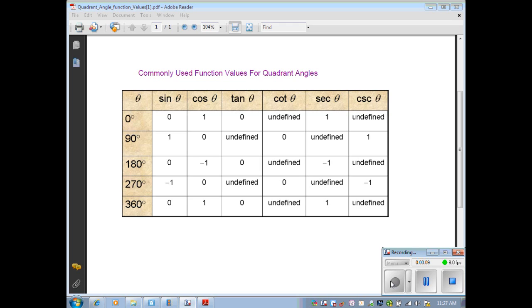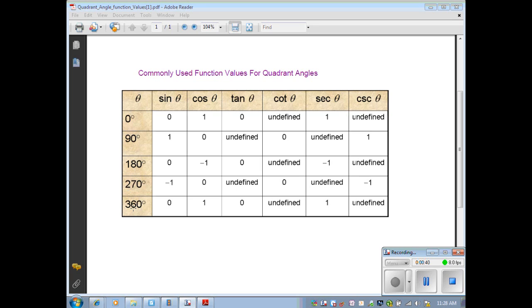Well, I've been referring to this as the quadrant angles. And if we go back to our resource page, I have quadrant angles shown, and here I have the sine of theta. At 0 degrees is 0. At 90 degrees is 1. At 180 degrees is 0. And 270 is a negative 1. And 360 is 0 again. Recall, this is 0 radians, pi over 2 radians, pi radians, 3 pi over 2 radians, and 2 pi radians.